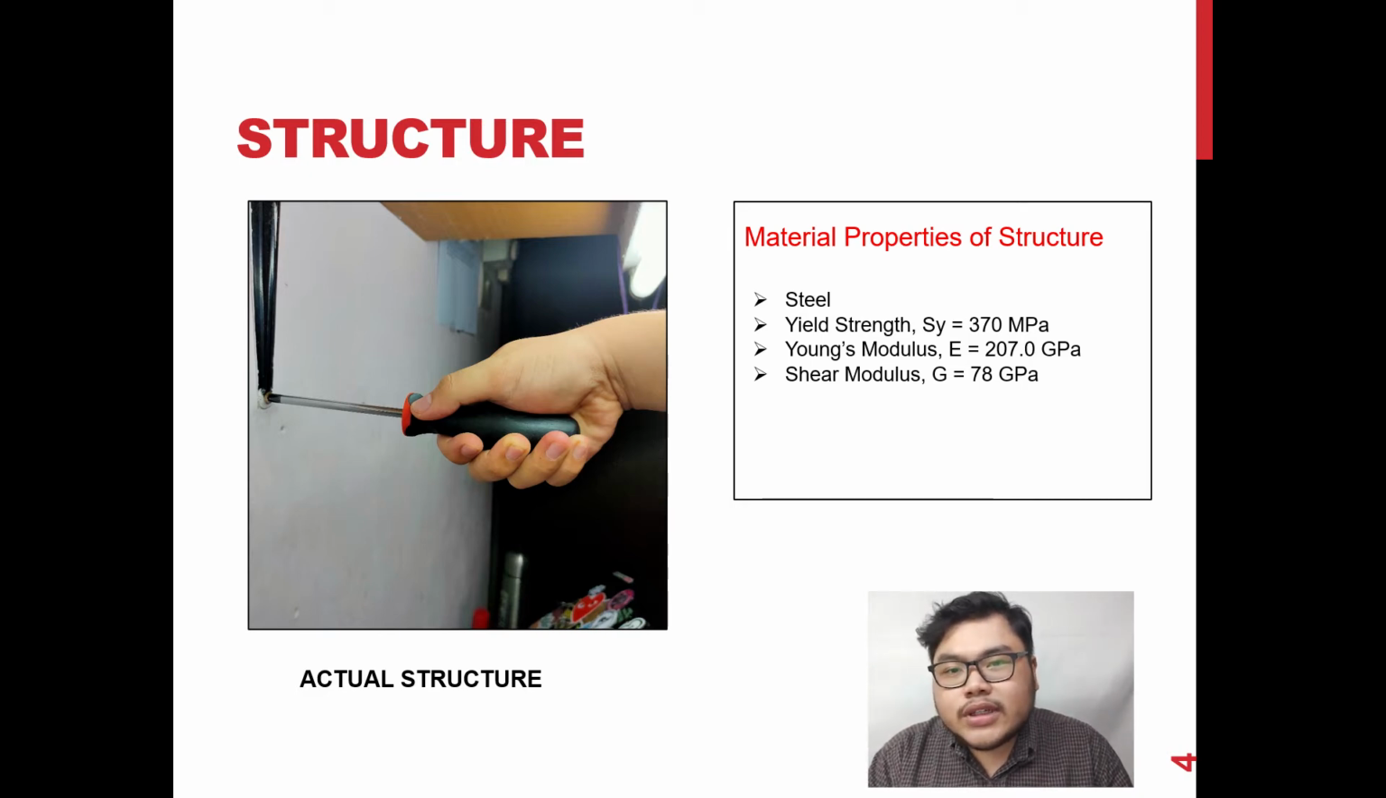From the actual structure, we can get the material properties of the structure. We assume that our screwdriver is made from steel. After the research, we get the yield strength, which is 370 megapascal, and Young's modulus 207 gigapascal. Last but not least, the shear modulus, which is 78 gigapascal.